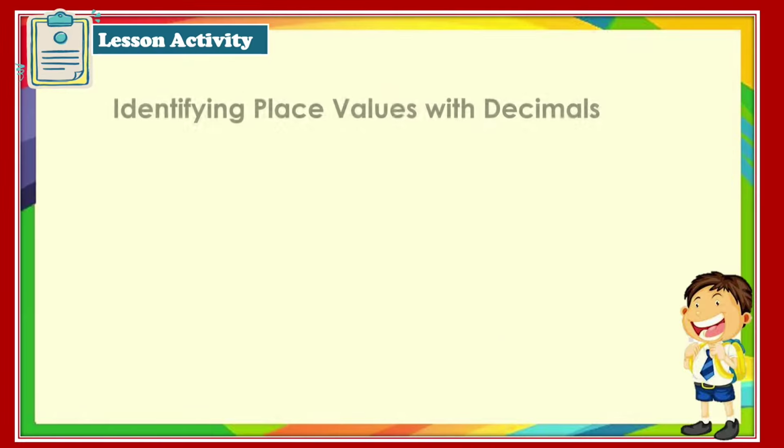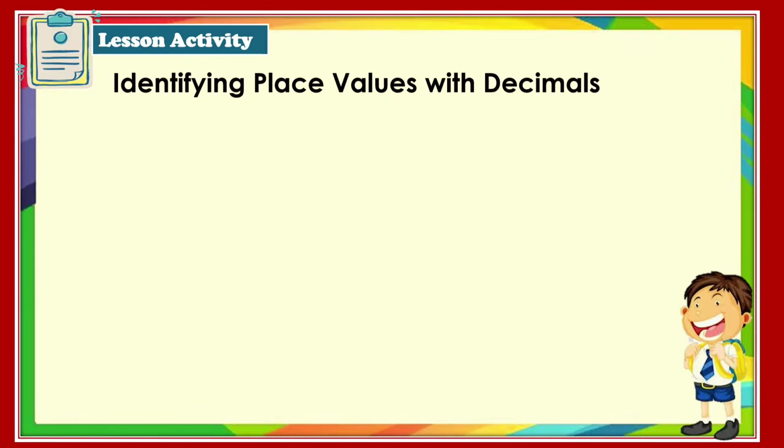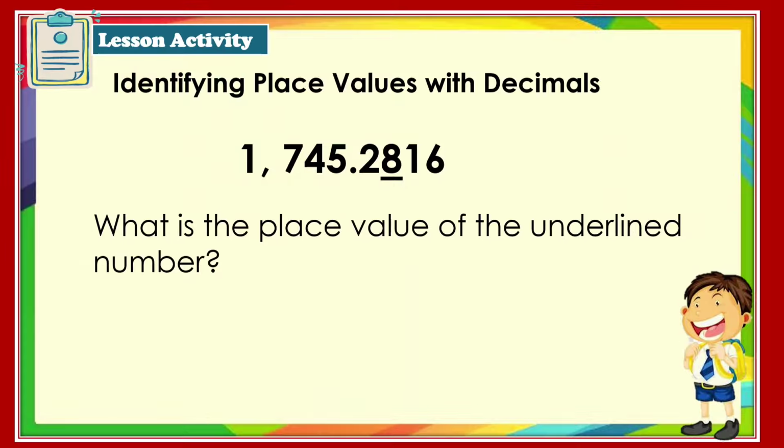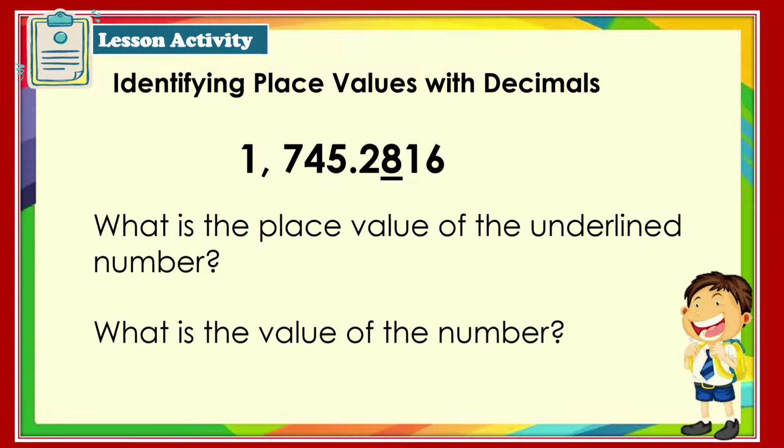For our lesson activity, identifying place values with decimals. Our number is 1,745 and 2,816 ten-thousandths. What is the place value of the underlined number? The underlined digit is 8. What is the value of the number?